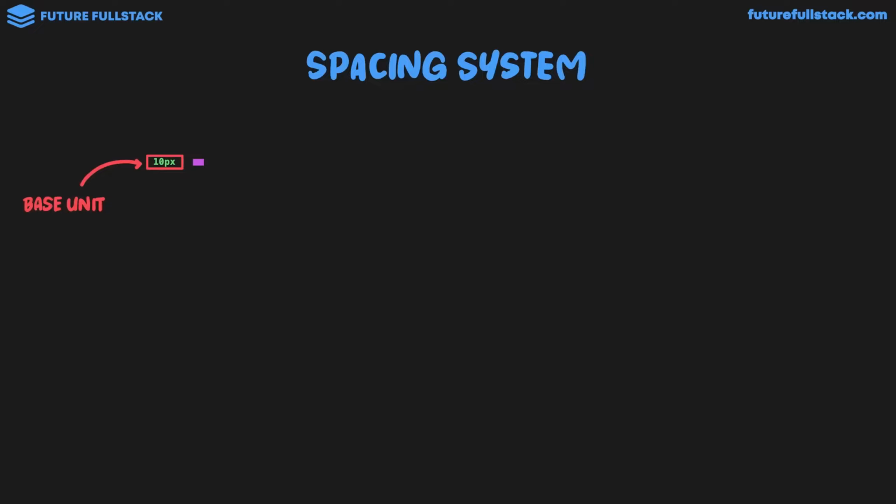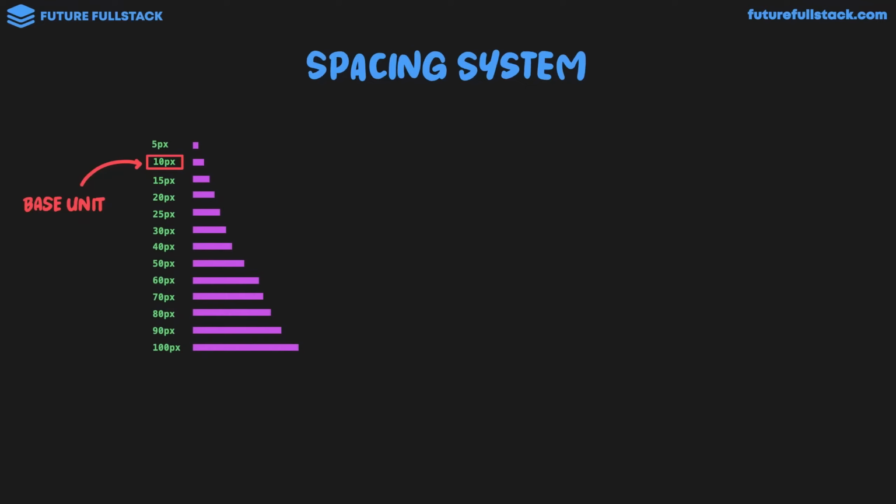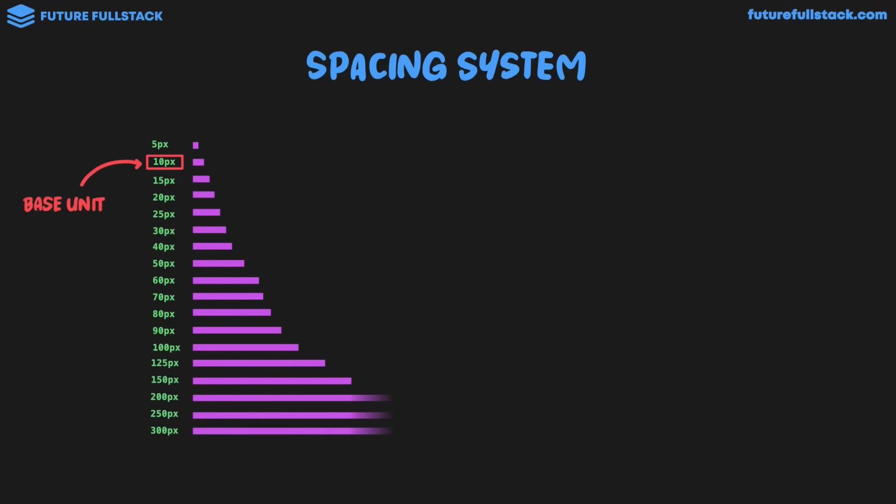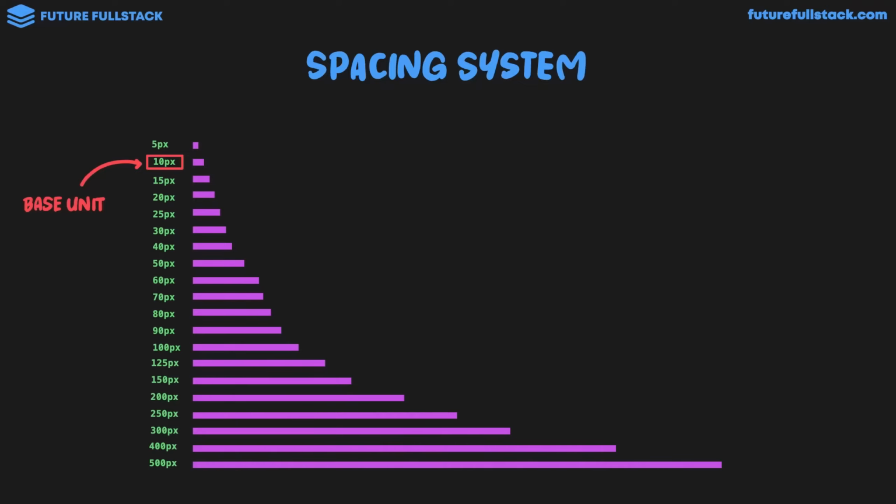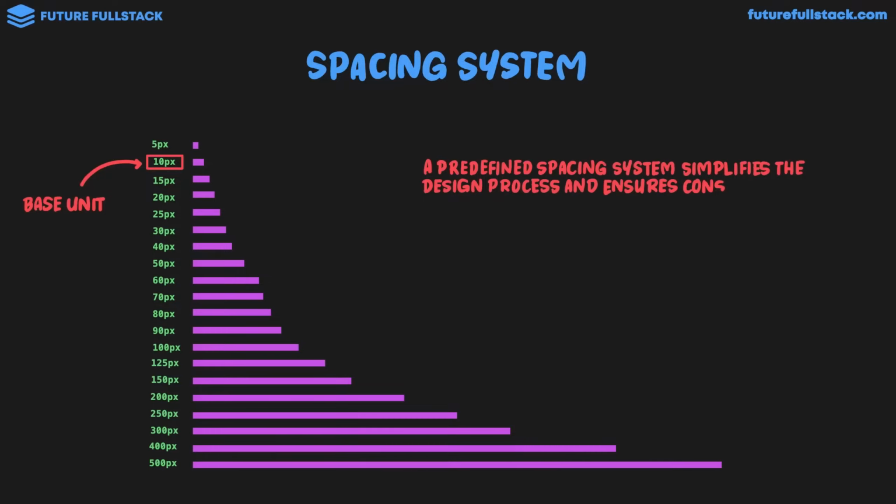So we start off with increments of 5, like this, giving us the range from 5 to 30 pixels. We can then use increments of 10 pixels, giving us values from 40 to 100 pixels. We then increase the increment to 25 pixels to give us 125 pixels and 150 pixels. We then increment the value by 50 pixels to give us 200, 250, and 300 pixels. And then finally, we increment by 100 pixels to give us 400 pixels and 500 pixels. So this now gives us a predefined spacing system that simplifies the design process and ensures consistency.